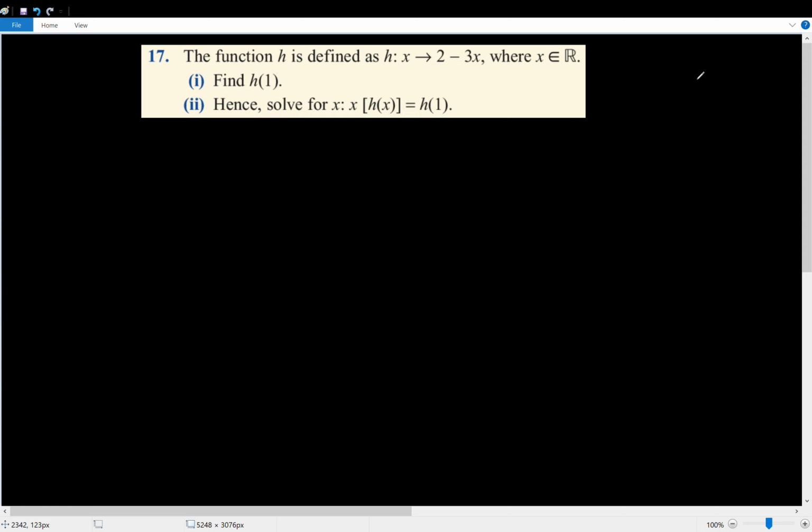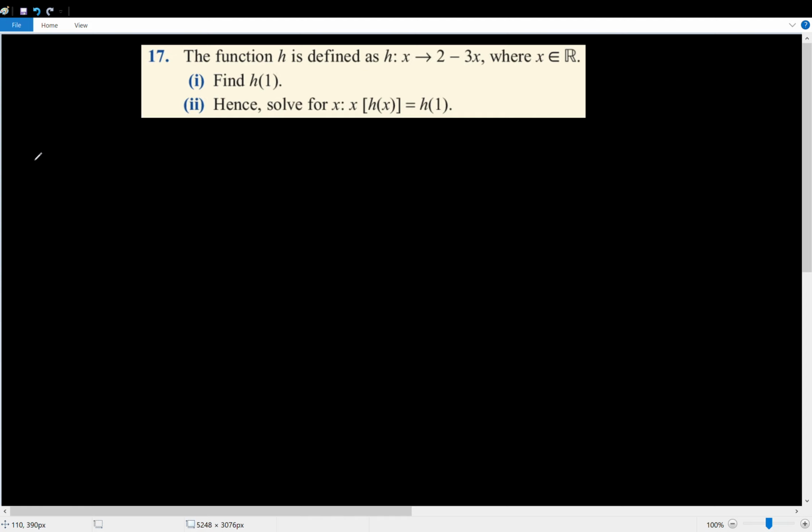This is question 17 from exercise 20.1 in Project Maths 2. The function h is defined as h of x is 2 minus 3x, where x is an element of R. For part 1 we have to find h of 1, and for part 2 we have to solve for x the equation x times h of x equals h of 1. And we'll do these in order.